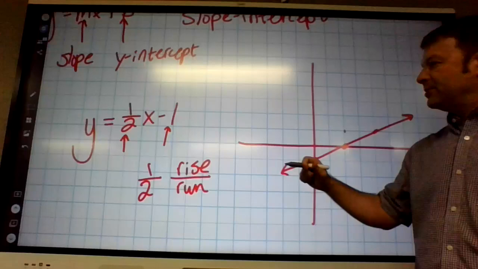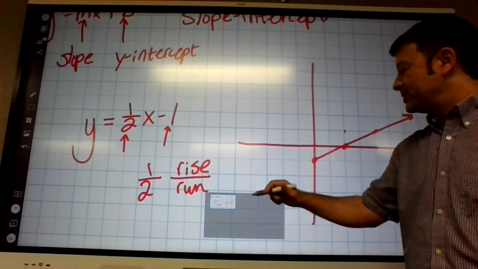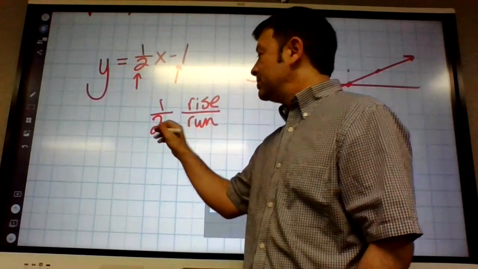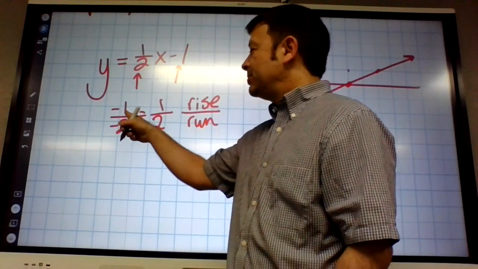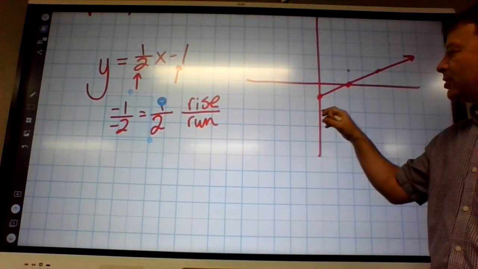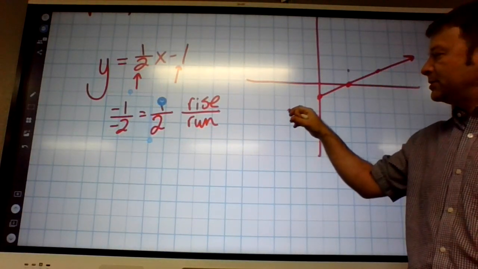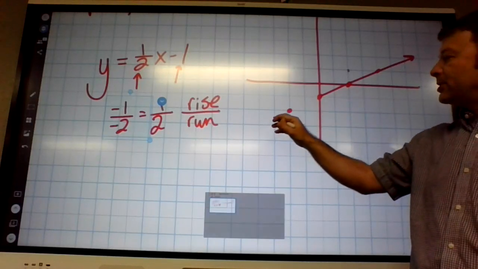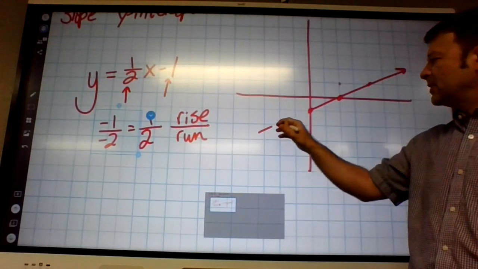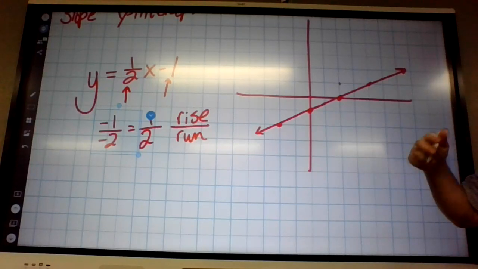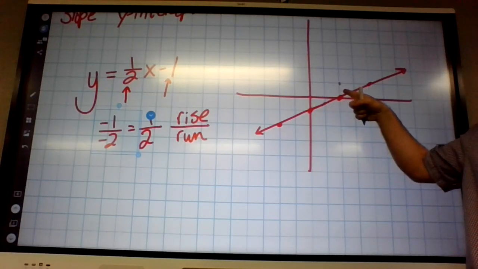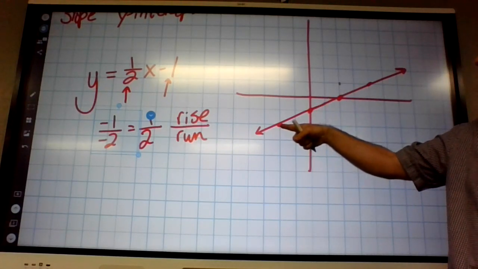You can also go backwards. Did you guys know this? 1 over 2 is equal to -1 over -2. So you could rise -1 and run -2. And you see how that's on the same line? Sometimes it's easier to graph if you go backwards. So yeah, anyway, if you go rise 1, run 2, going backwards should give you a point on the same line.